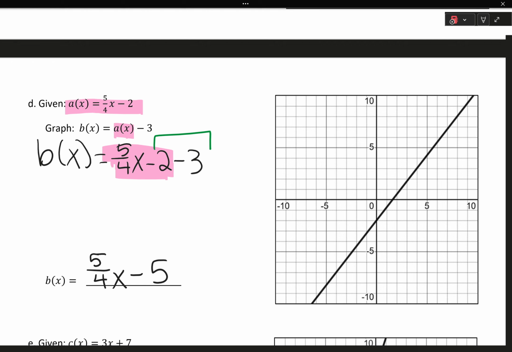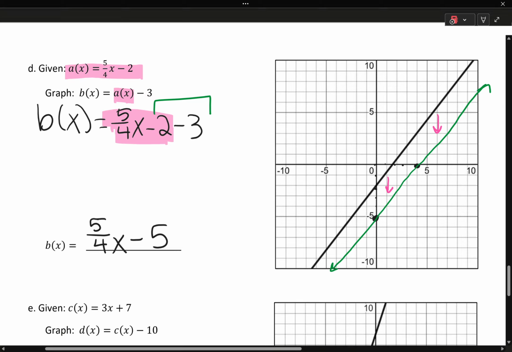Okay, we start at negative 5, because that's our y-intercept. And then we're going to go up 5 to the right 4. 1, 2, 3, 4. Hopefully, you can see how this line moved down.